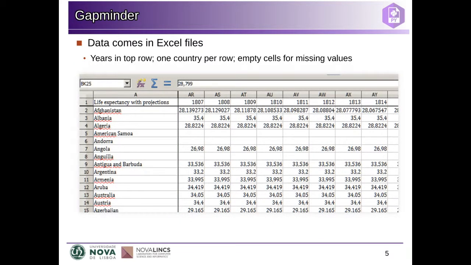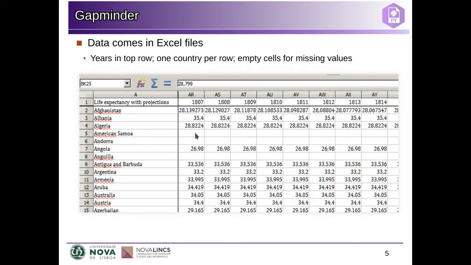So this is the structure of each of those files. We have the top row here with the years. In this case, this is for life expectancy. So the first column has the names of the countries. The top row has the different years for which we have values. But we don't have values for all countries for all years. So in some cases, we have an empty cell here.